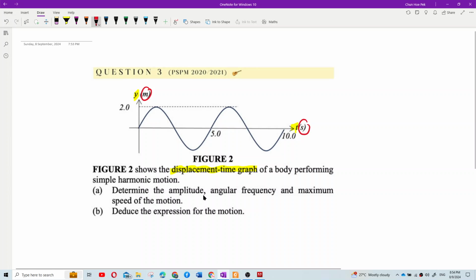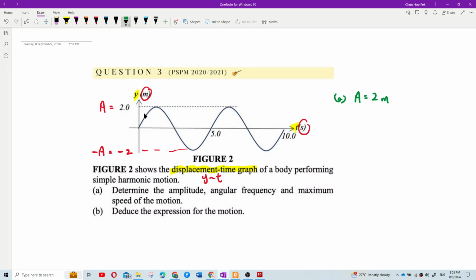Amplitude. Okay, what's the amplitude? This is the displacement time graph. This is indeed the amplitude. Here on the negative side, you will get negative 2. So question A, amplitude is 2 meter, since the unit here is meter. And then angular frequency. Angular frequency is omega. Before, we called it angular velocity; now it is called angular frequency.